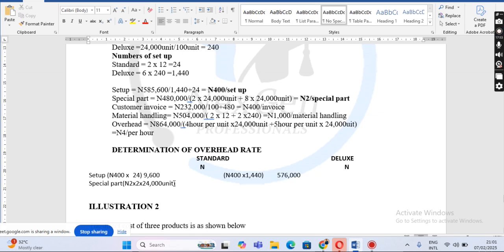96,000 naira, right? 96,000. Now, don't forget that when you multiply these 2 times 24,000 units, here to this part, we give you the numbers of special parts.